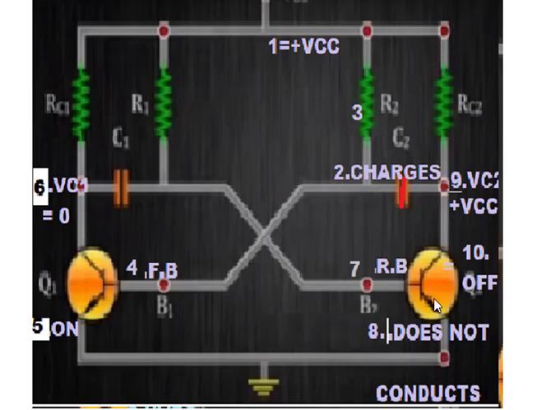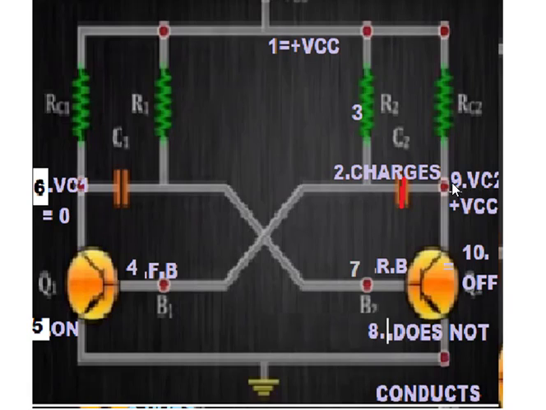Due to the non-conduction of this transistor, the whole plus VCC positive voltage is available here. This voltage is also supplied to the other transistor, so it conducts, while this one does not conduct. So one state is low and this state is high.